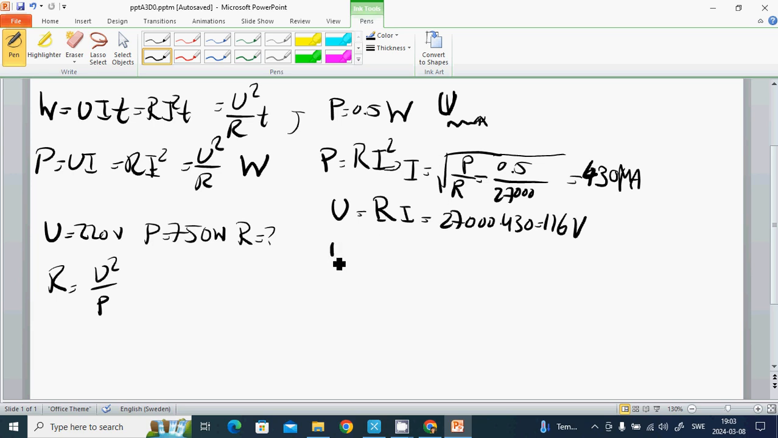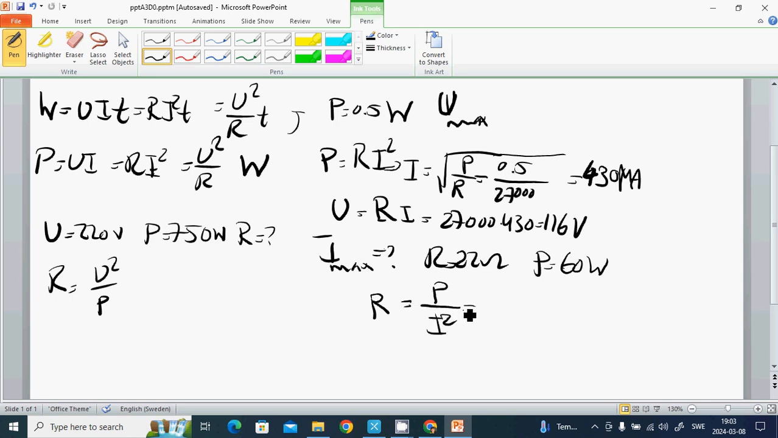Then another example, maximum current for R 22 ohm and P 60 watt is: R equals to P divided by I², or I² equals to P divided by R, and then I equals to square root of 30 divided by 11.